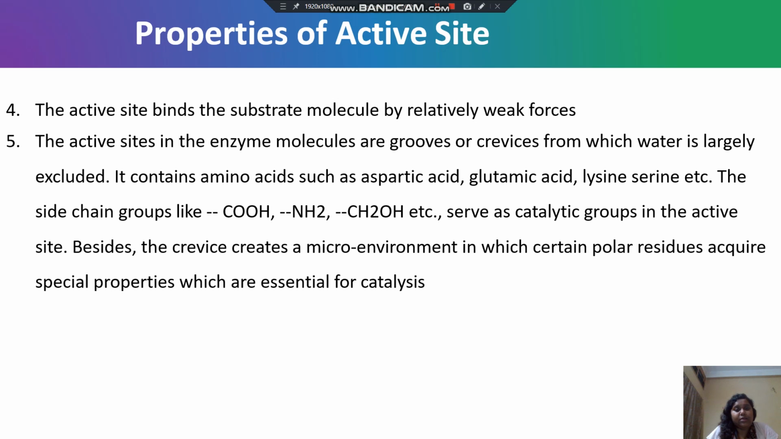It contains amino acids such as aspartic acid, glutamic acid, lysine, serine, etc. The side chain groups like COOH, NH2, CH2OH, etc. serve as catalytic groups in the active site.